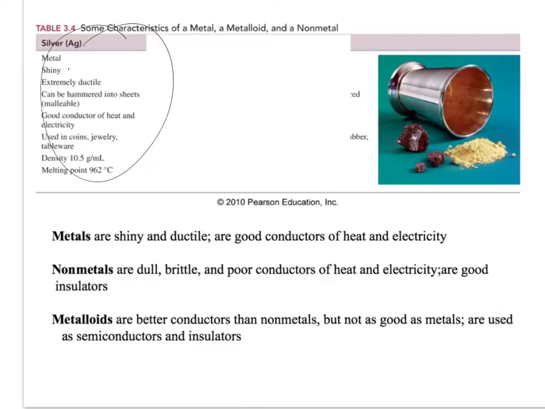Metals are shiny and ductile. They're good conductors of heat and electricity. Nonmetals are the opposite, and so guess what? Their properties are opposite. They're dull, they're brittle, they're poor conductors of heat and electricity, but yet they're good insulators. And then metalloids, remember those are the ones that, when you look at the periodic table, sit on that stair step or zigzag line. Metalloids are better conductors than nonmetals, but they're not quite as good as metals. And they sit in between the two on the periodic table, and their properties are in between the two.